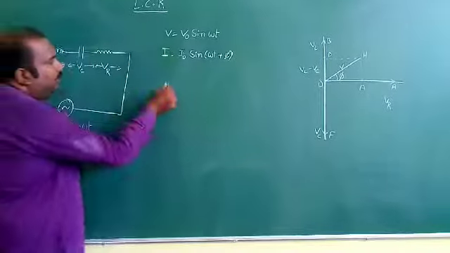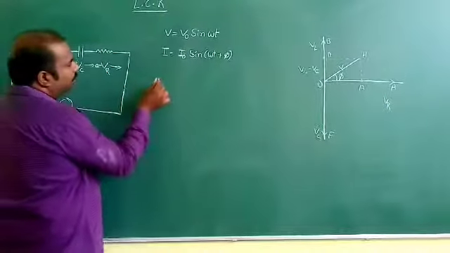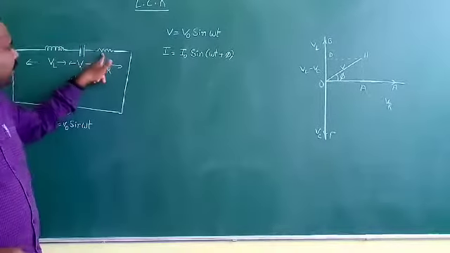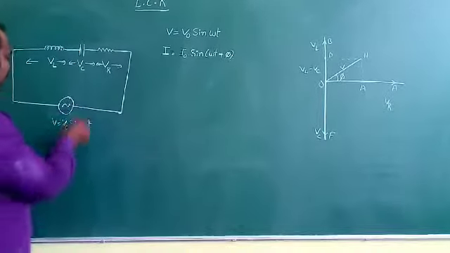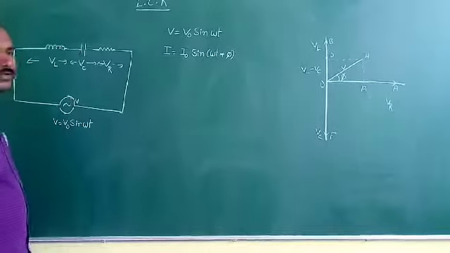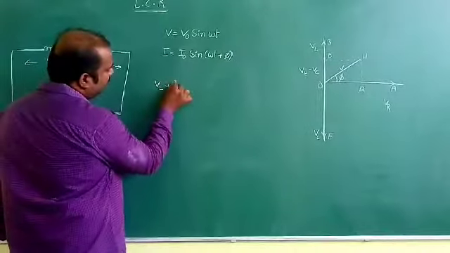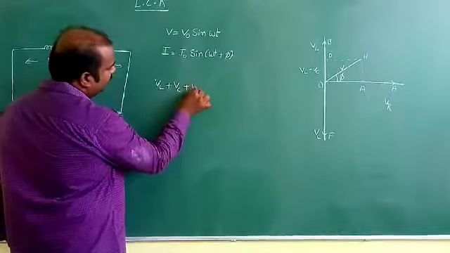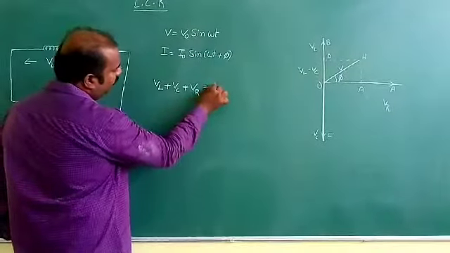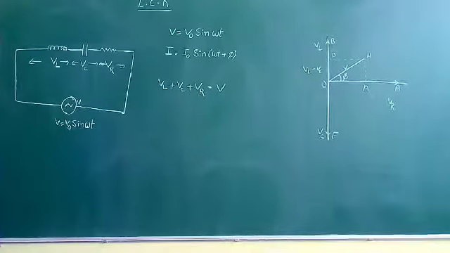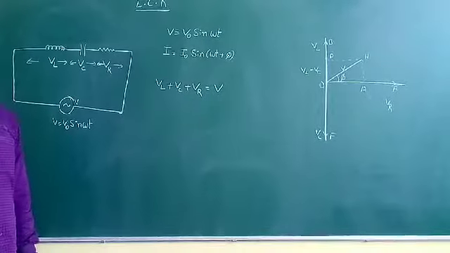Now, from this equation, the potential drop across the inductor, capacitor and resistor is equal to the total potential applied by the source. How can you write that? VL plus VC plus VR is equal to V.